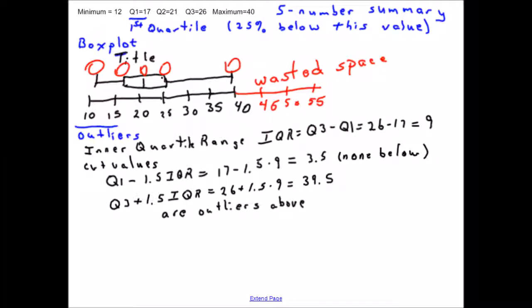We don't know for this particular example what they are, but at least 40. There may be a 39.8. There may be a second 40. We just know that they do exist. So that's calculating outliers and creating box plots.